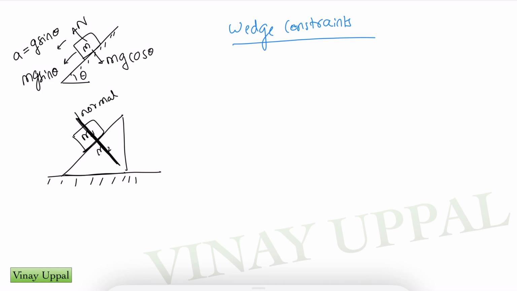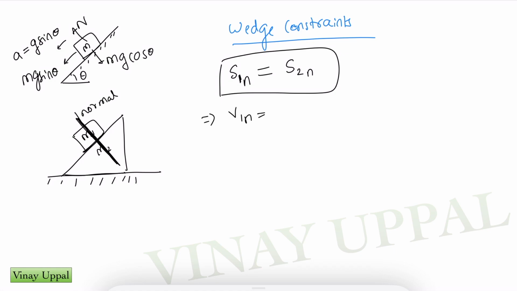between the block and the wedge, the displacement component of the block along the normal axis should be equal to the normal component of the displacement of the wedge. Whenever you have two surfaces that are supposed to be in contact, they should have the same displacement along the normal, or else they'll lose contact or break. This is a constraint, and if you differentiate it, you'll have the same relation between velocities, that the component of velocities along the normal should be the same, and similarly for acceleration.